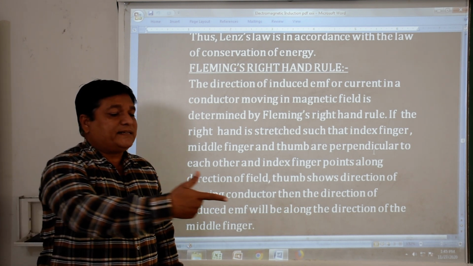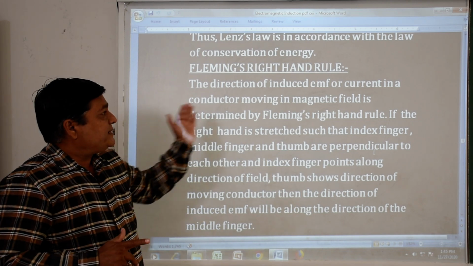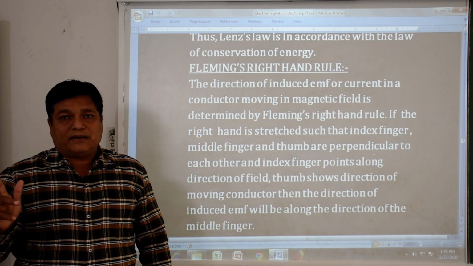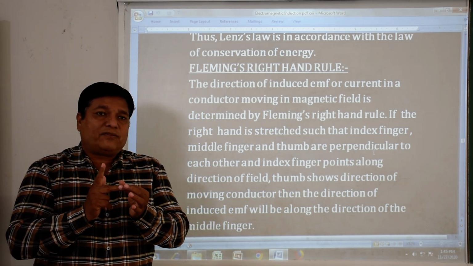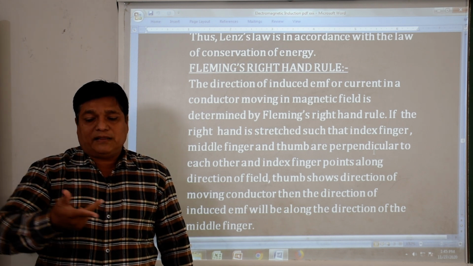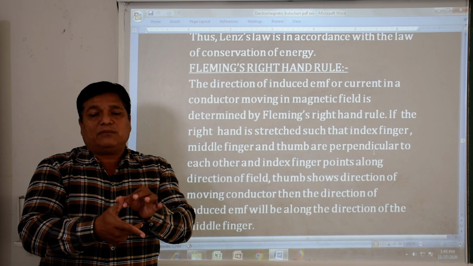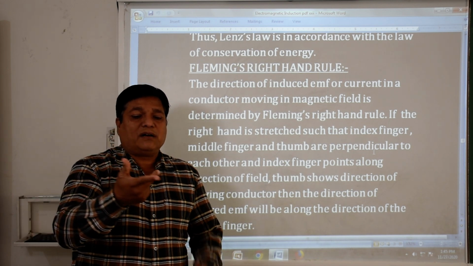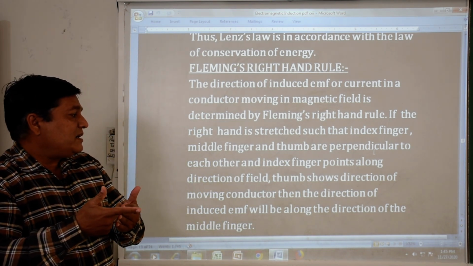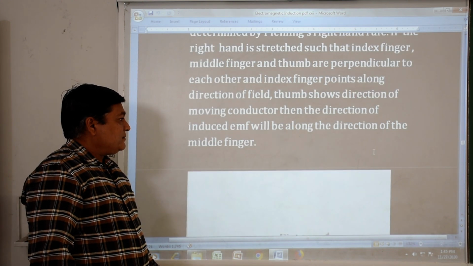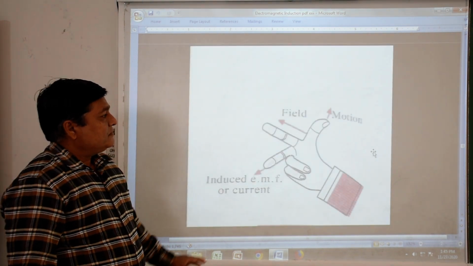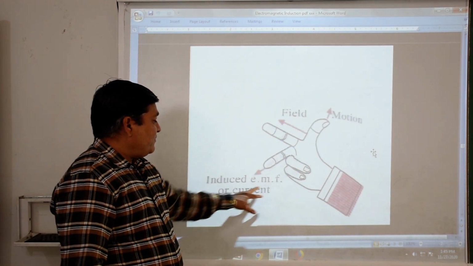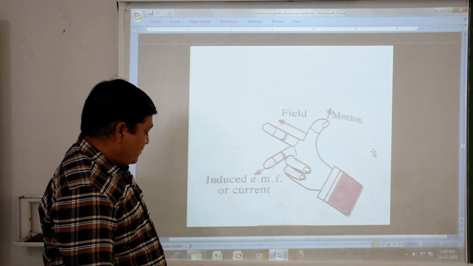Fleming's right hand rule is given in order to determine the direction of induced current. We can find out the direction of induced current by using the middle finger in this law. The index finger shows the magnetic field, the thumb shows the motion of conductor, and the middle finger will give us the direction of induced current, where the induced current will flow. So this is the figure for the right hand rule: thumb shows the motion of conductor, index finger shows the field, and middle finger shows the induced EMF or current.